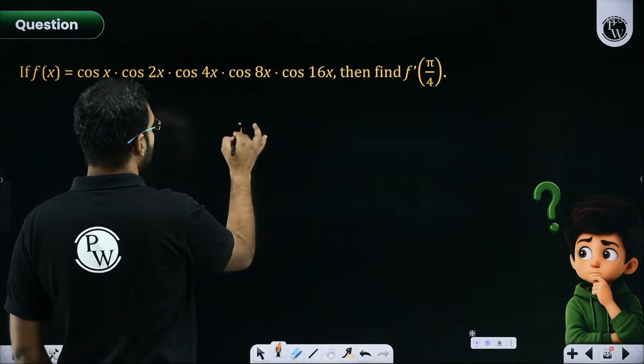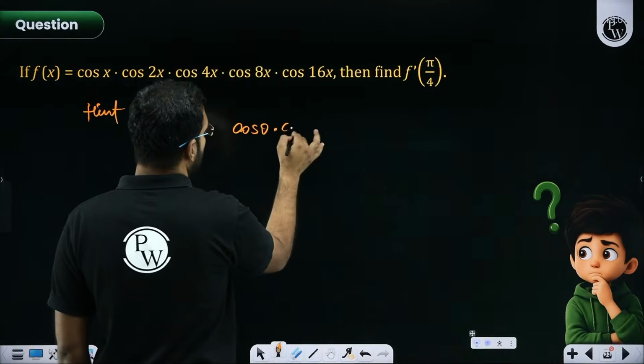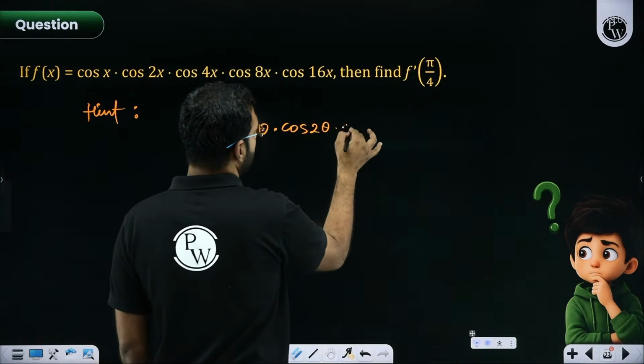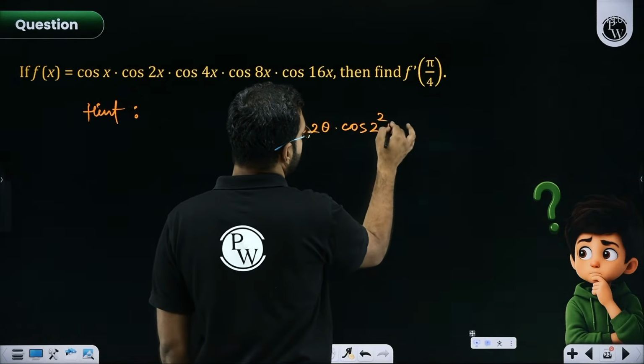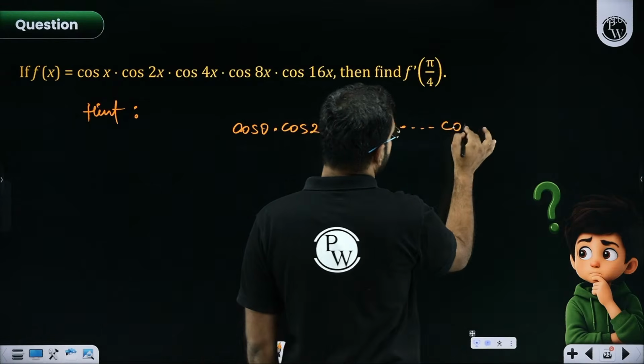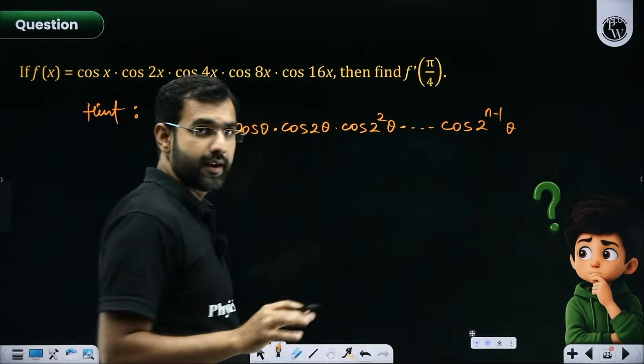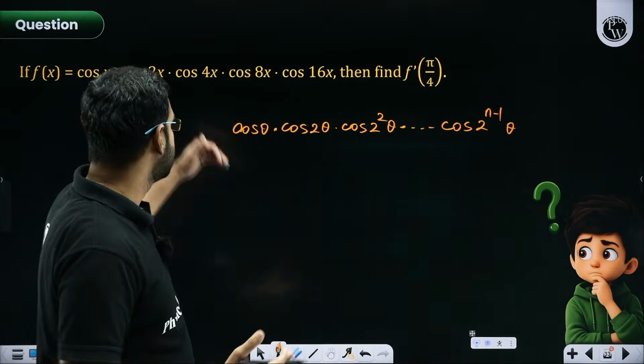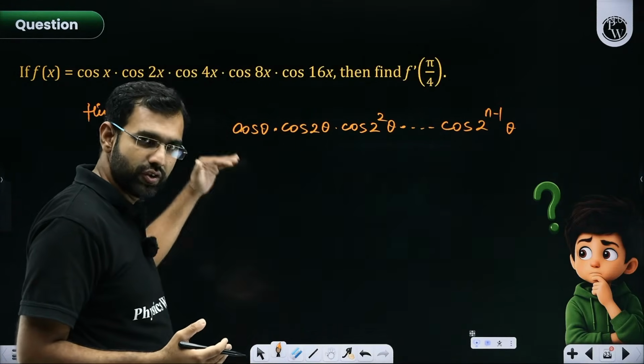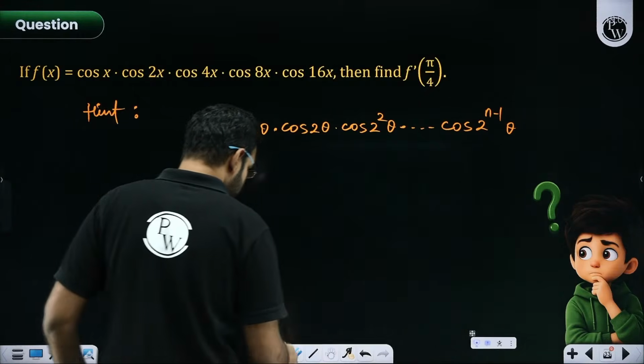If you are ever given cos theta into cos 2 theta into cos 2 square theta and so on, until cos 2 to the power n minus 1 theta, then by following this pattern, you get sine theta in the numerator and a division by 2 to the power n as well. Thank you so much, Sachin, my friend.